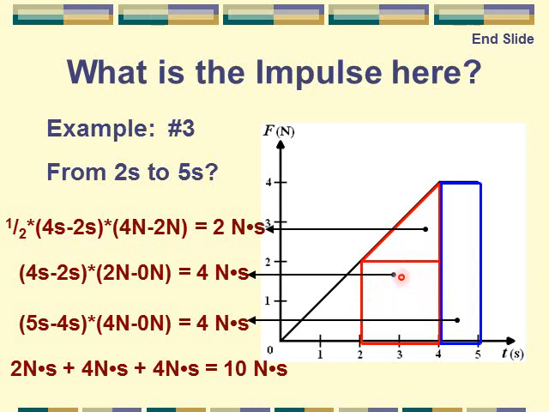And then the square right here, we've got base times height. The base goes from 2 to 4, and the height goes from 0 to 2, so that multiplies together to give us 4 newton seconds. And then the rectangle itself, the base is 1 second and the height is 4 newtons, so that's going to be 4 newton seconds also. You add those together, 2 plus 4 plus 4, and that gives us a total of 10 newton seconds. So the total impulse for this part is 10 newton seconds.